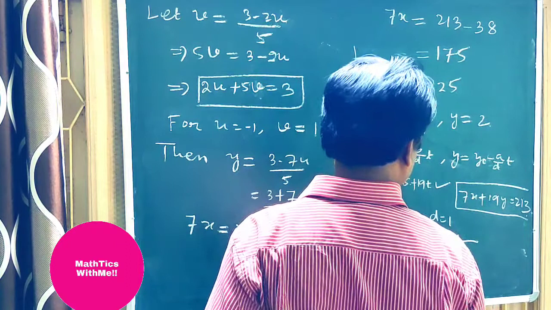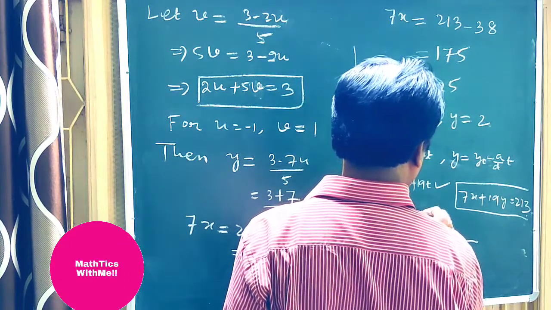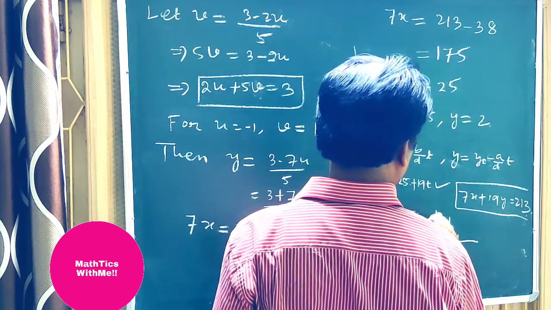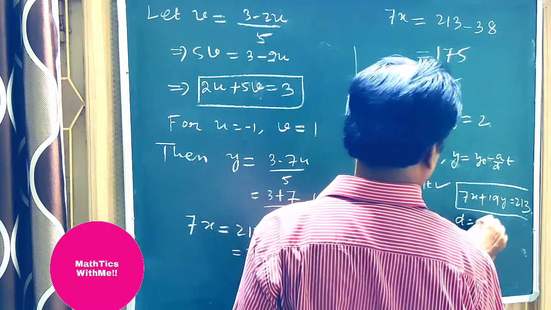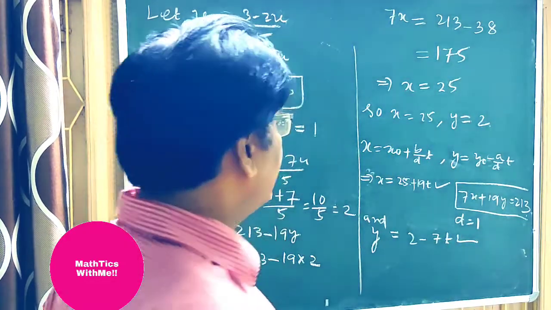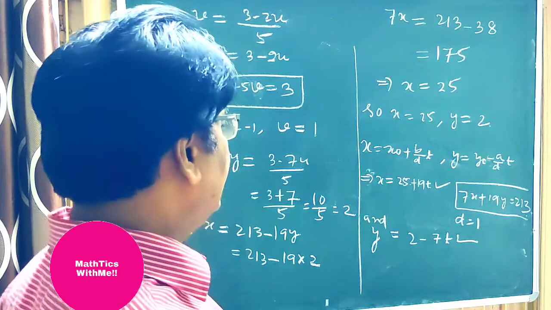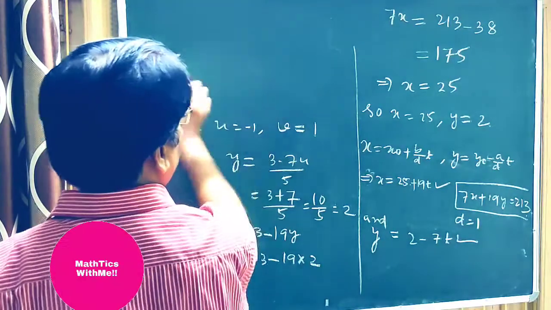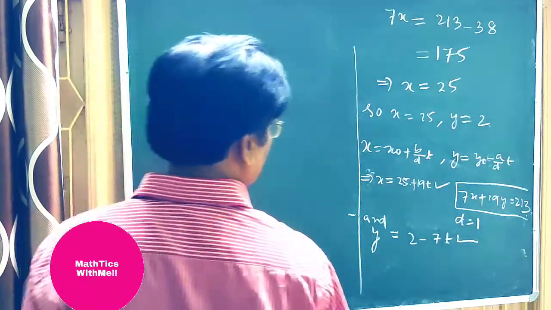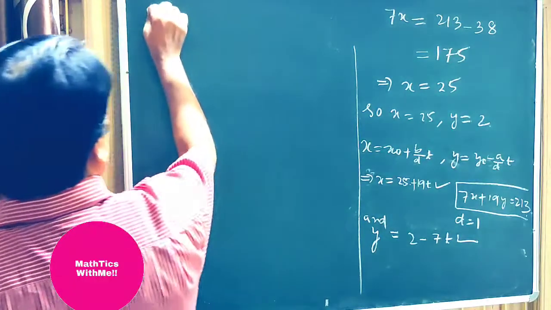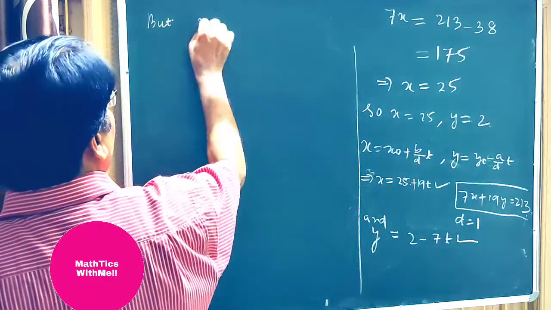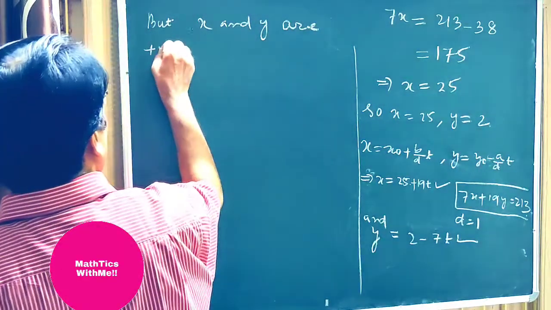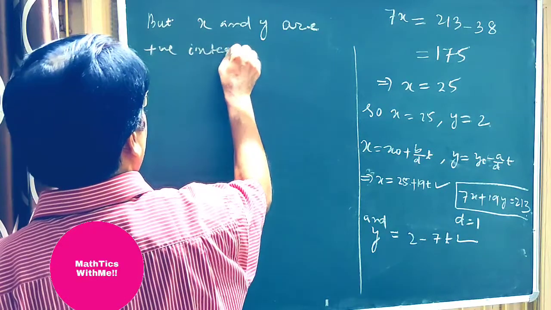So we are getting the general solution here, where d is equal to 1. So we are getting x is equal to 25 plus 19t, y is equal to 2 minus 7t. But x and y are positive integers.